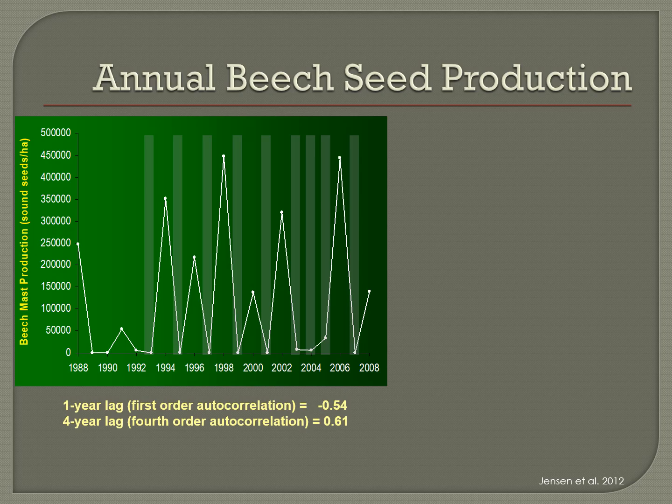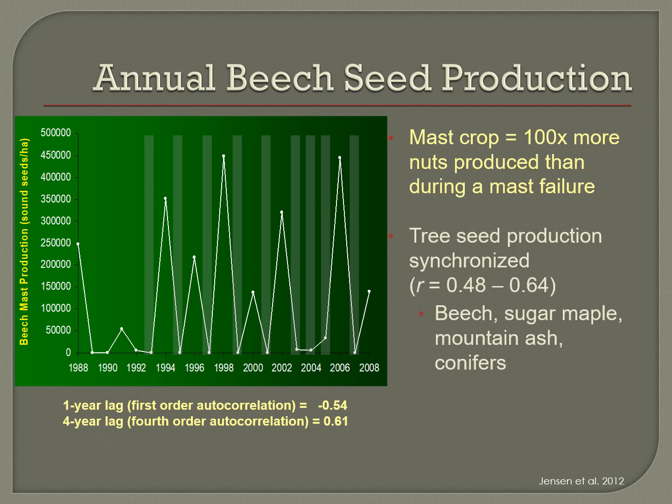What we've seen in our modeling is that there's a one-year lag. This is this 2-year cycle that shows up in the beech nut production, where you're not going to get very often 2 years of nut production back to back, but you also tend not to get 2 years of failure back to back. That does happen occasionally. So there's a 2-year and a 4-year cycle going on here. The mast crop can be 100 times more productive than years where there's a failure of the beech mast.